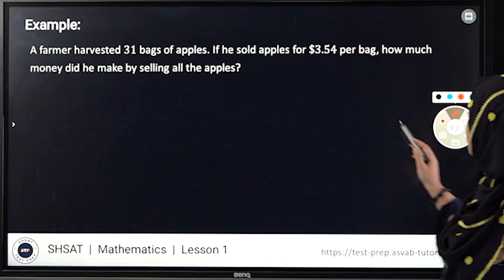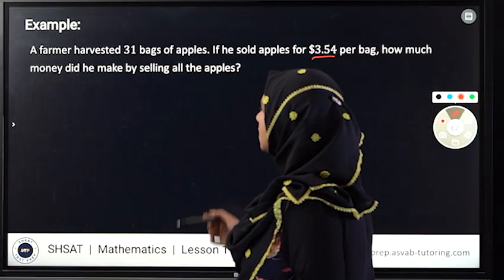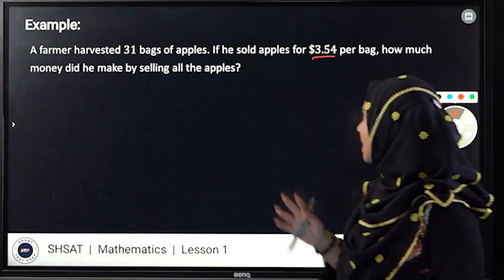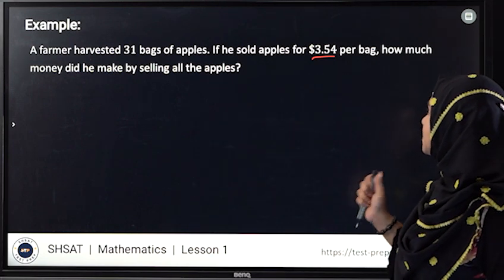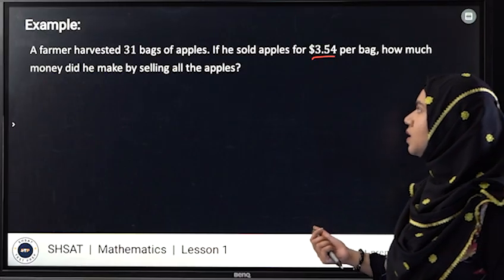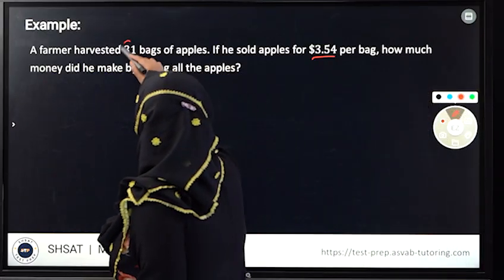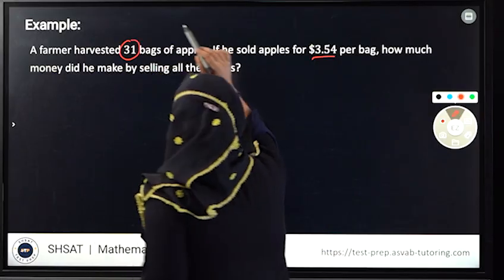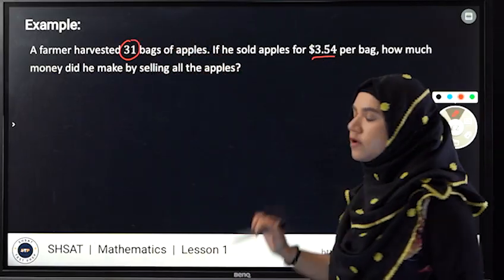This time we have this in decimals, right? A farmer harvested 31 bags of apples. If he sold apples for $3.54 per bag, how much money did he make selling all the apples? So in total, it was 31 bags, and each bag was for $3.54.